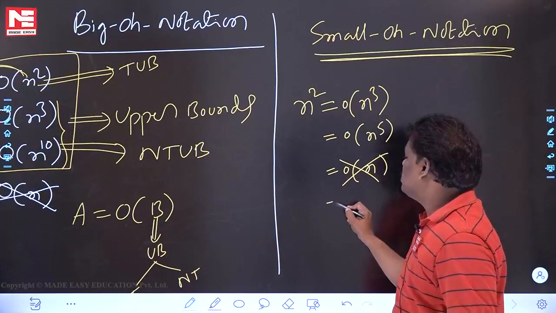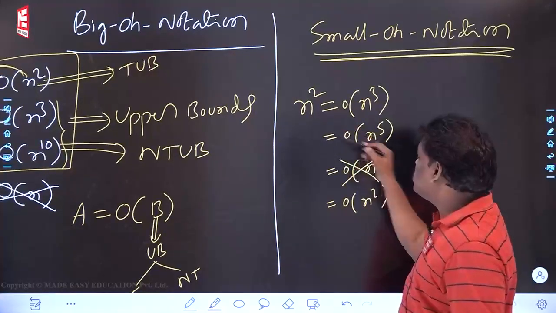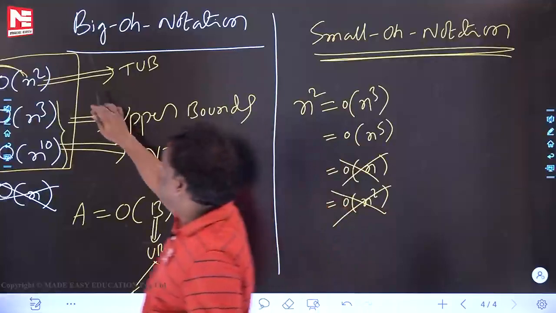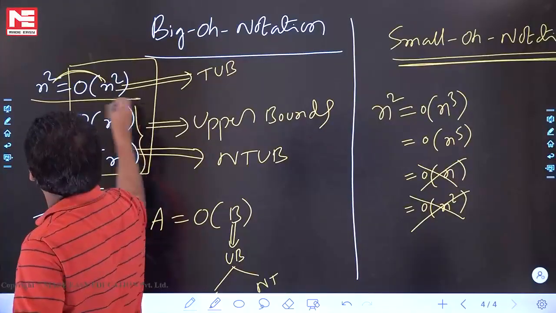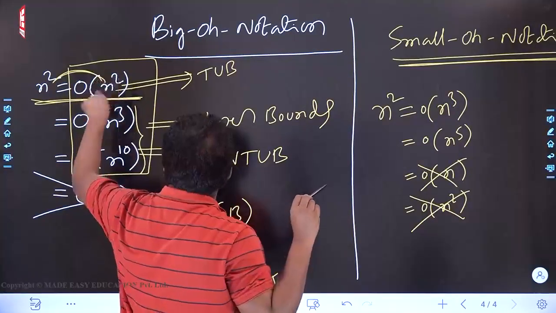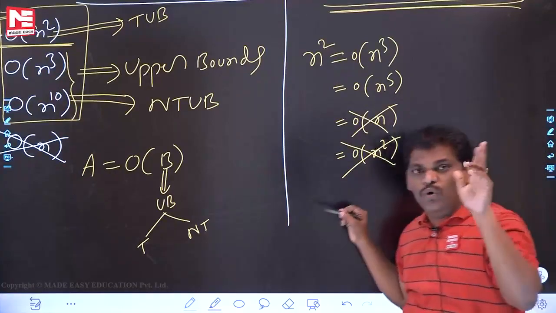But see the interesting thing. n square is small o of n square, fail. But n square is big O of n square, pass. So n square is big O of n square, pass, but n square is small o of n square, fail. This is the only difference.